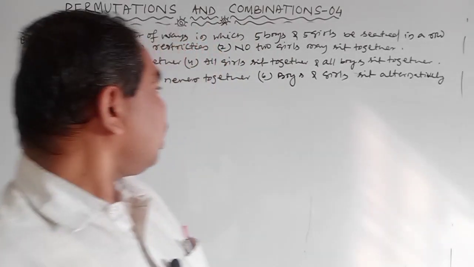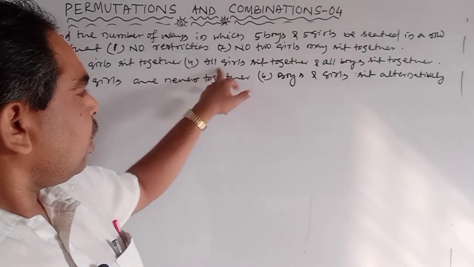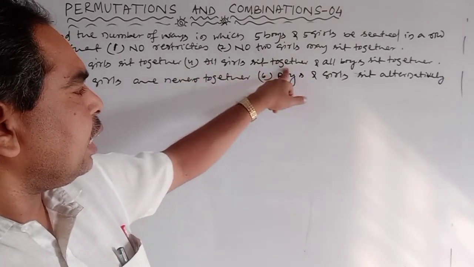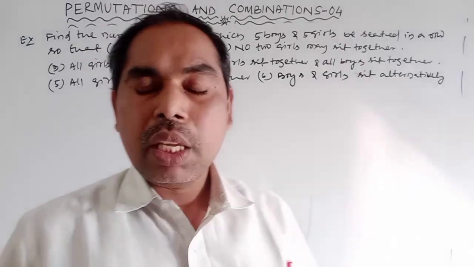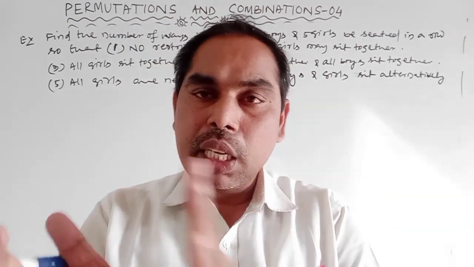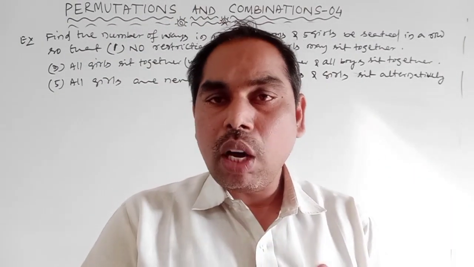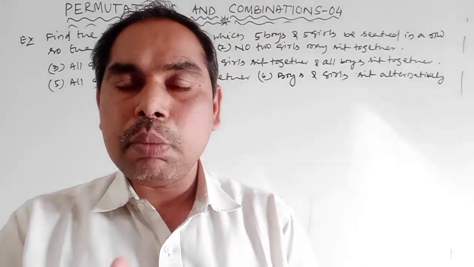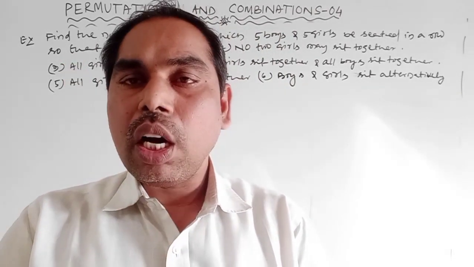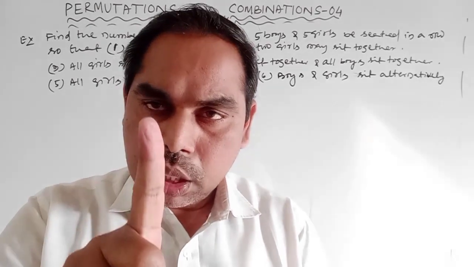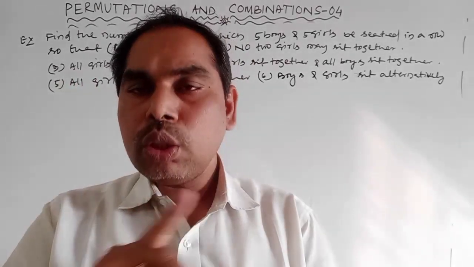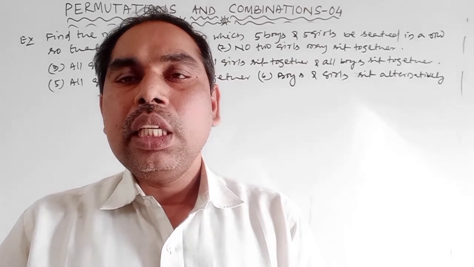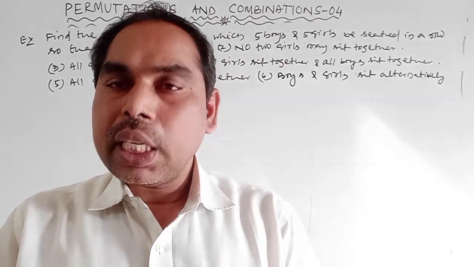Next, question number 4. All girls sit together, all boys sit together. So all girls can be taken as one person. All boys can also be taken as one person. The total number of persons is 2. The 2 persons can be seated in a row in 2 factorial ways.